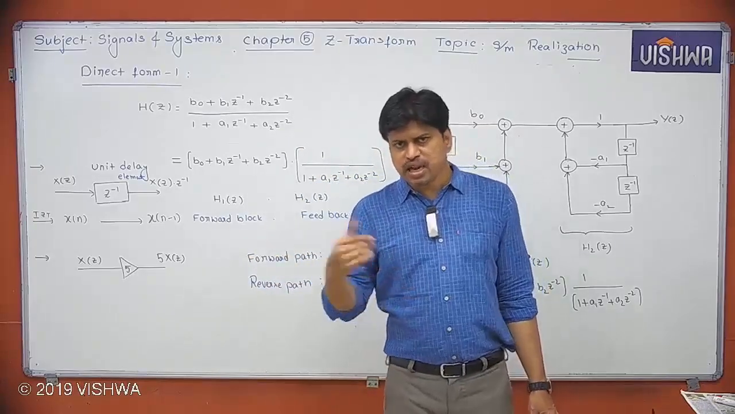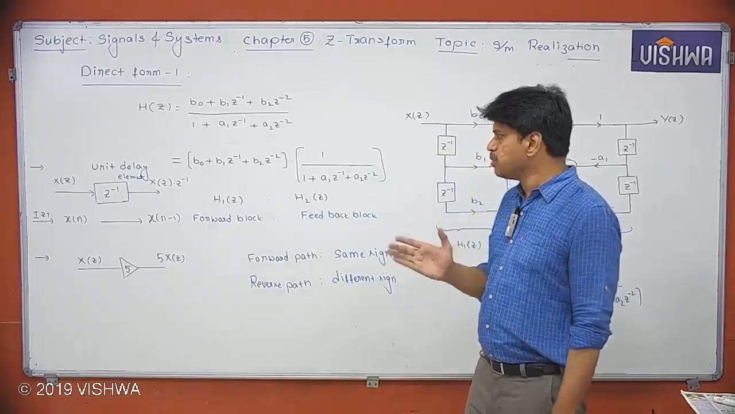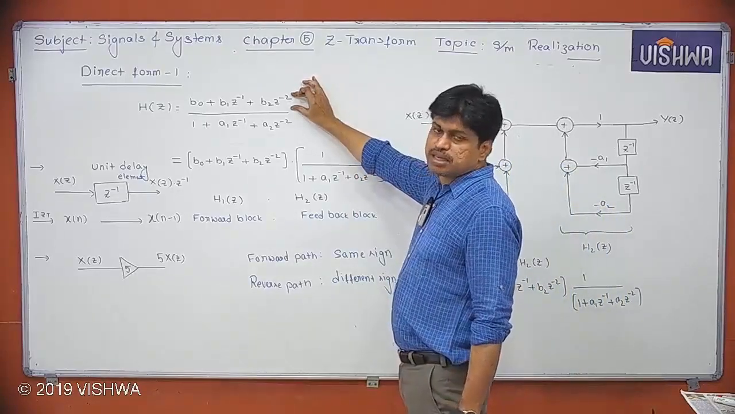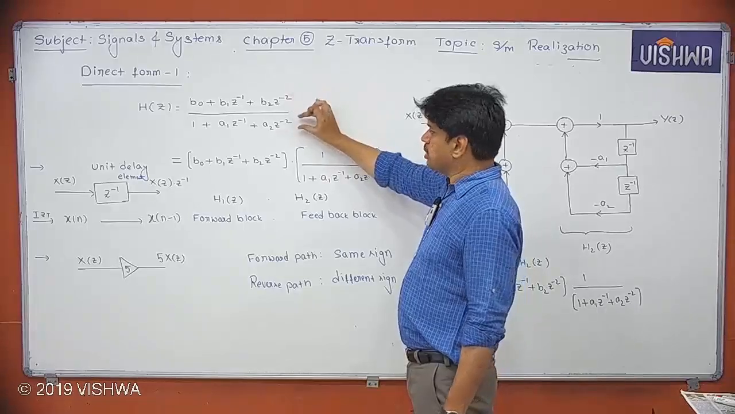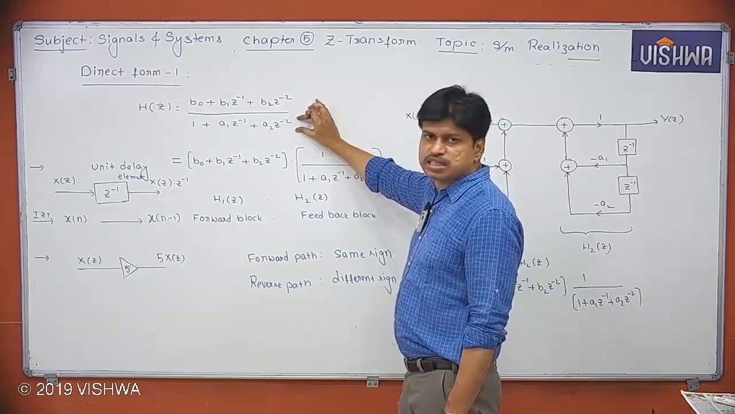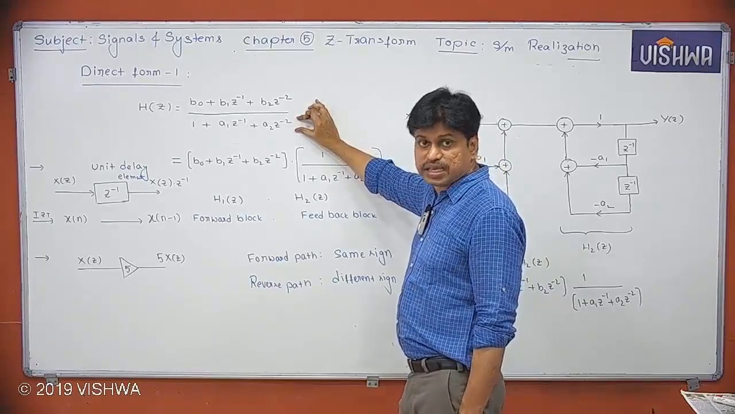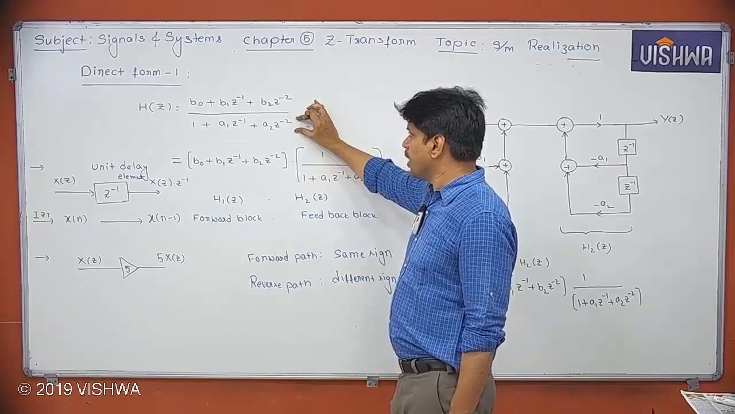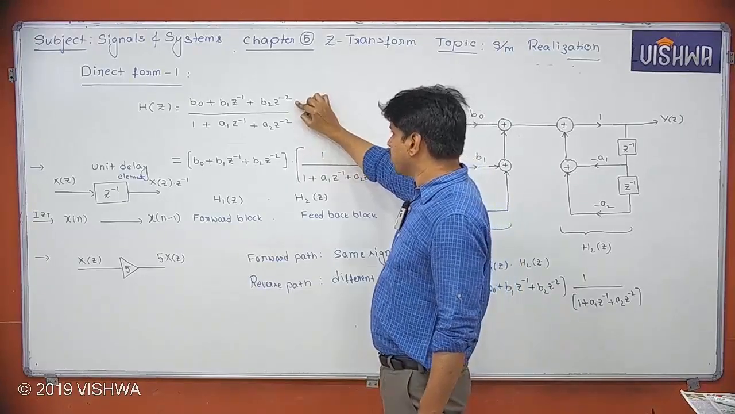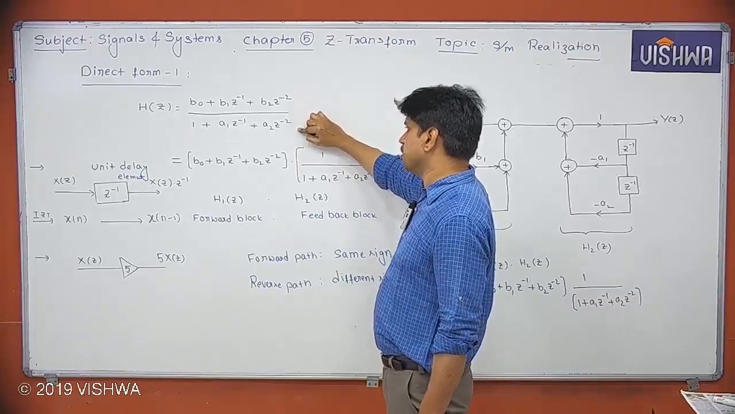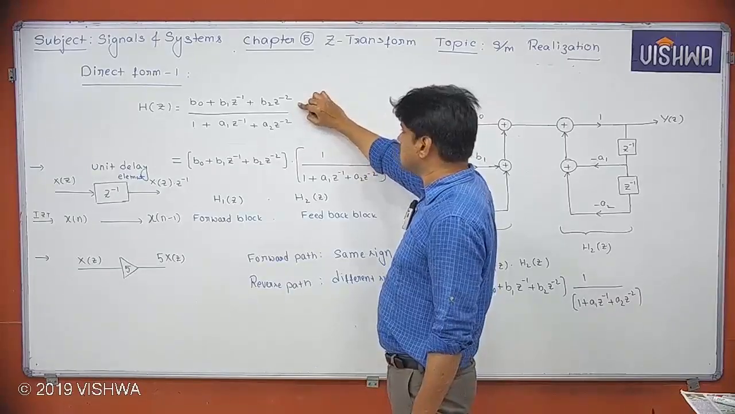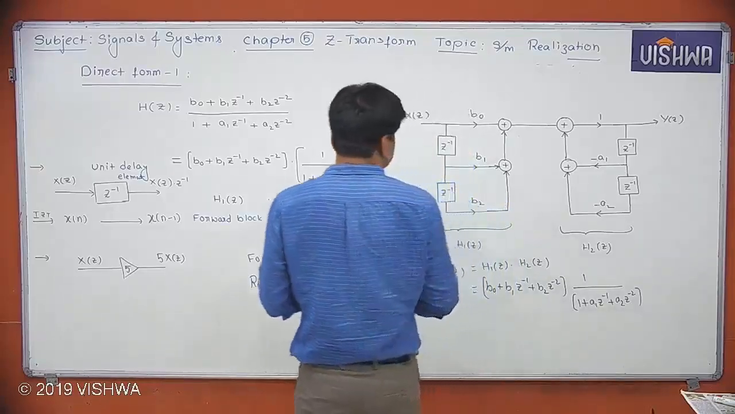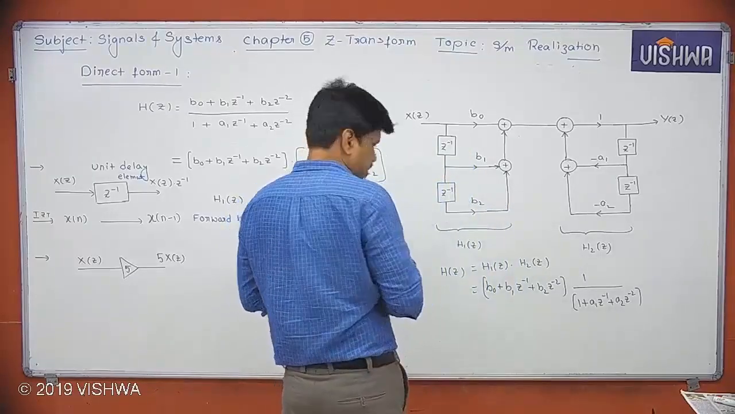So in general, how can we say this? The degree of numerator is nothing but the number of zeros. The degree of denominator is nothing but the number of poles. I can simply say in direct form 1, the number of delay elements required is nothing but the degree of numerator plus the degree of denominator. In simple, number of zeros plus number of poles. Clear or not? So I am writing that point. I don't have space here. Okay. Let's see.